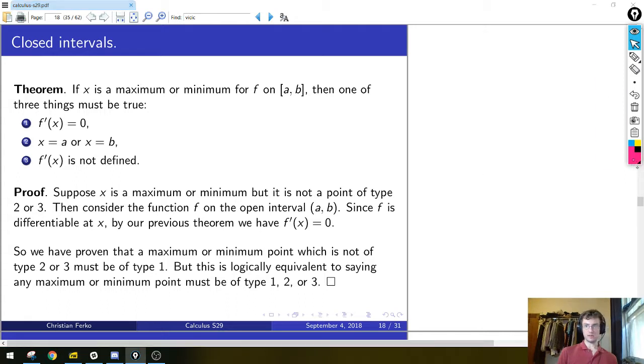All right, so let's fix the closed interval thing. Here's the theorem. Well, all right, I'm getting tired of my own voice. Would you kindly read the theorem?